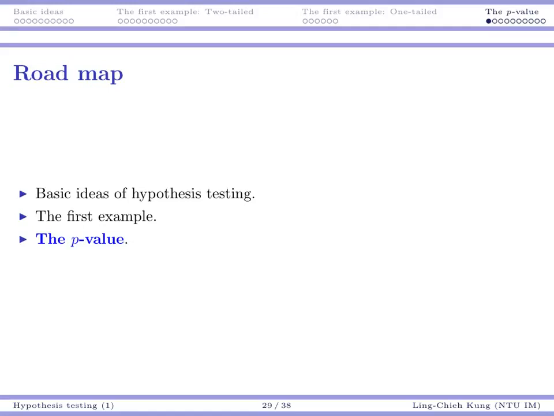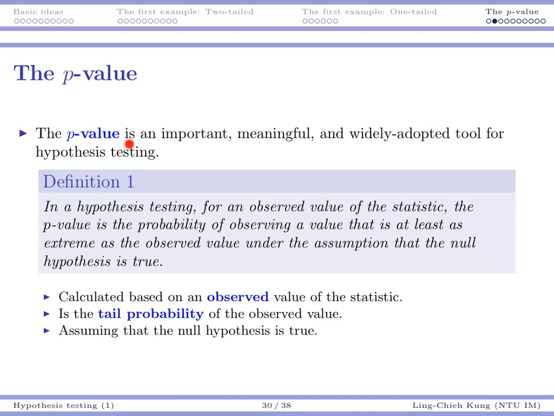Okay, so now we have illustrated the ideas of hypothesis testing, two-tailed testing, one-tailed testing, and the graphical interpretations. Now let's talk about one additional concept, the p-value. The p-value is a very important and very useful tool for hypothesis testing. So let's first go over its definition.